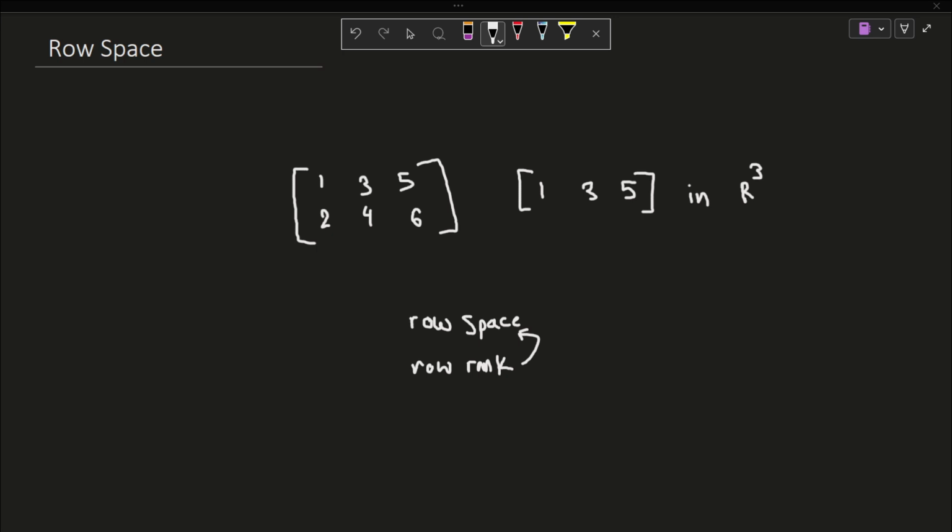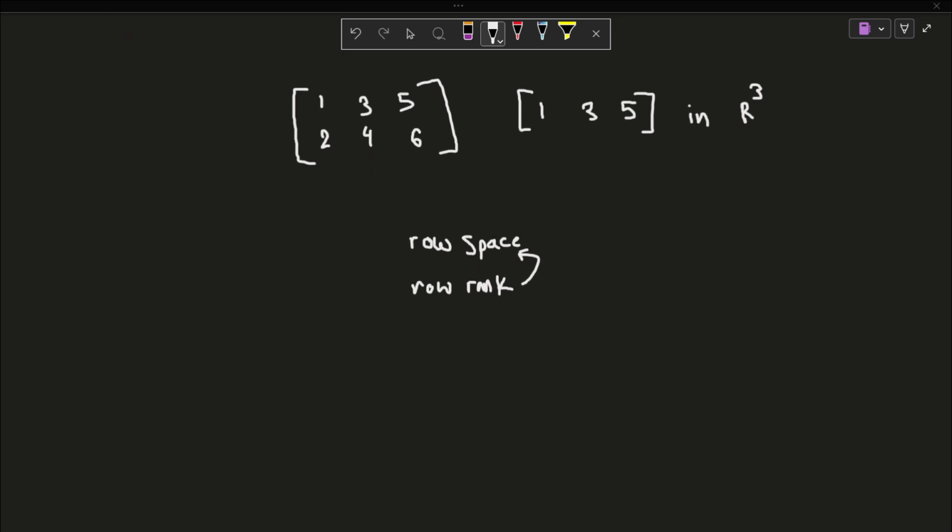So to determine our row rank, we need to identify a basis for the row space of our matrix, and that's pretty simple to do because there's a technique that will follow. So let's understand our technique. The non-zero rows of a row reduced matrix are going to form the basis for the row space of that matrix.